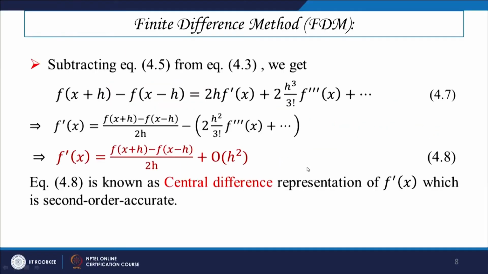So, in the final form, this equation is written as f'(x) = [f(x+h) - f(x-h)]/(2h) + O(h²). This equation is known as the central difference representation of f'(x), which is second order accurate. The forward difference and backward difference approximations are first order accurate, but taking the difference f(x+h) - f(x-h) gives second order accuracy.